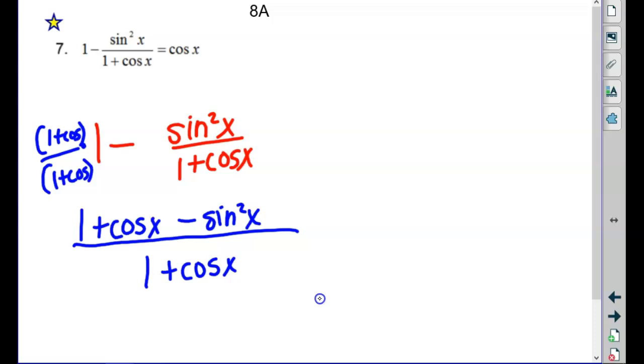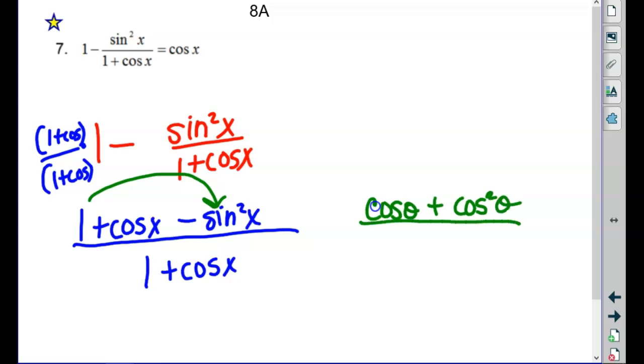Can't cancel anything. That's the most important thing. Xavier, you're pretty good at looking for these. What is a 1 minus sine squared, guys? It's a cosine squared, right? So then I have a cosine plus a cosine squared all over a 1 plus cosine. I just changed from x's to thetas. Oh well. We still can't cancel anything. We can take a cosine out of the top. And remember, this was a proof, so I have to show all these steps.